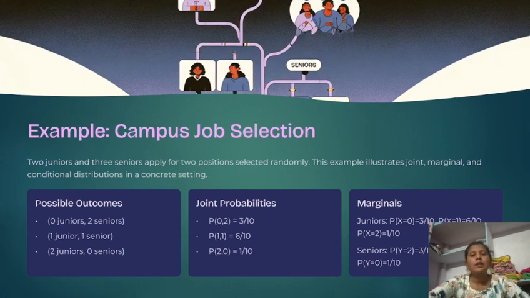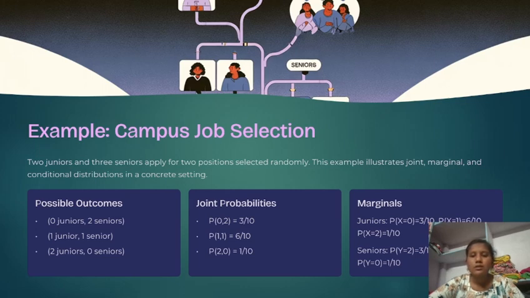For example, in campus job selection, 2 juniors and 3 seniors apply for 2 positions, selected randomly. This example illustrates joint, marginal, and conditional distributions in a concrete setting. Here, the possible outcomes are 0 juniors, 1 junior, or 2 juniors. Joint probability is represented as P of 0 comma 2 is equal to 3 by 10.